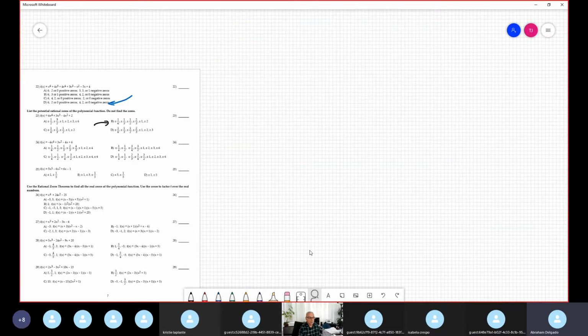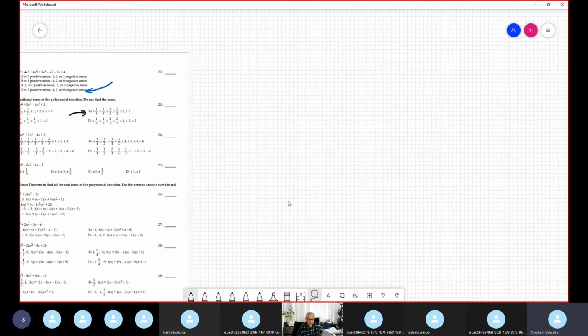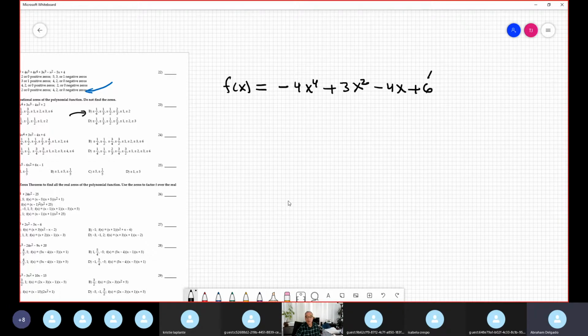(24 and 25). 24 is f of x equal to minus 4x to the 4th power plus 3x to the 2nd power minus 4x plus 6. There is a p in our example, and a q in our example, but you don't care because the formula says plus or minus p divided by q.